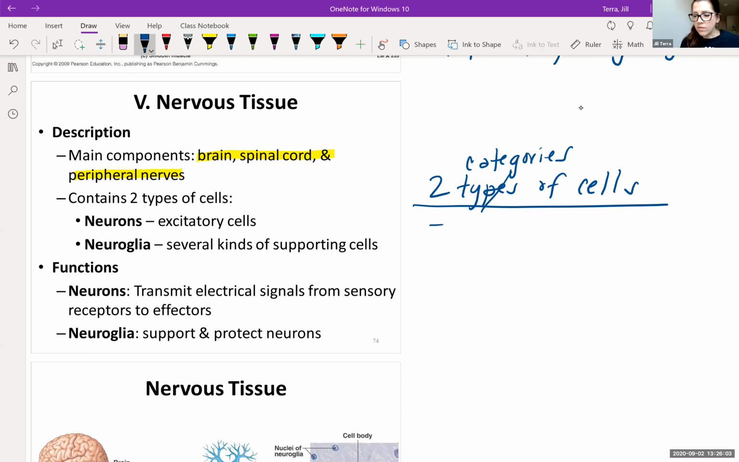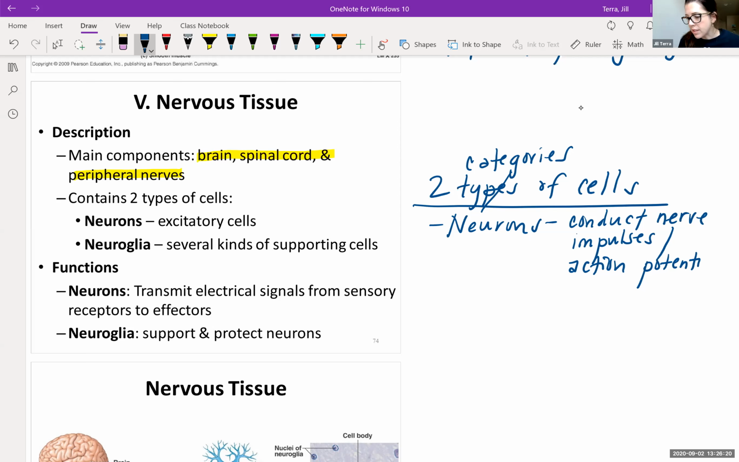Okay, we have the neurons, and these are the ones that are excitatory, that they conduct nerve impulses or action potentials. These terms mean the same thing, right? This is the electrical signal that happens when they fire, right?